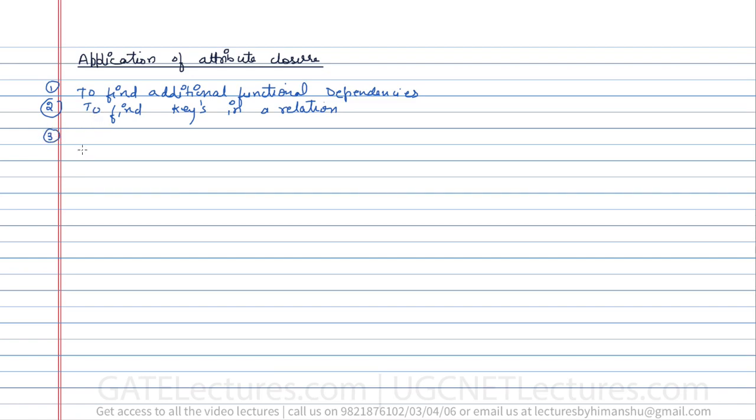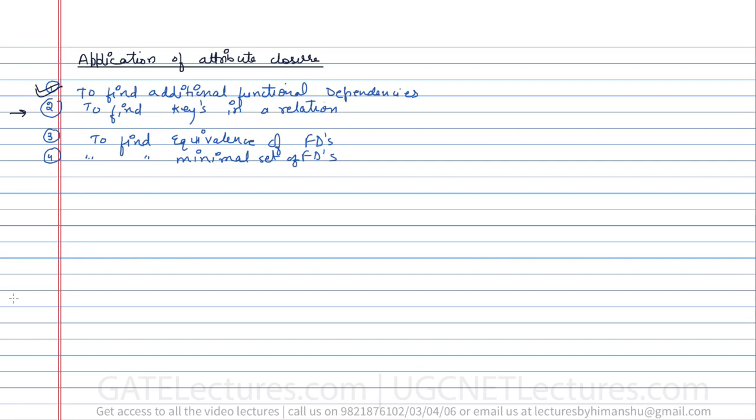Third benefit is we try to find equivalence of functional dependencies. And the fourth benefit is to find the minimal set of functional dependencies. Out of all this, we have already seen this one. Now let us see how to find keys in a relation using the functional dependencies.